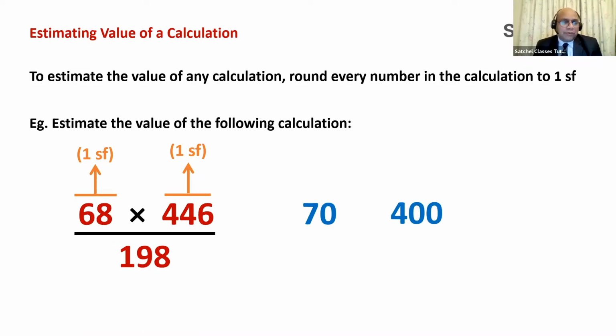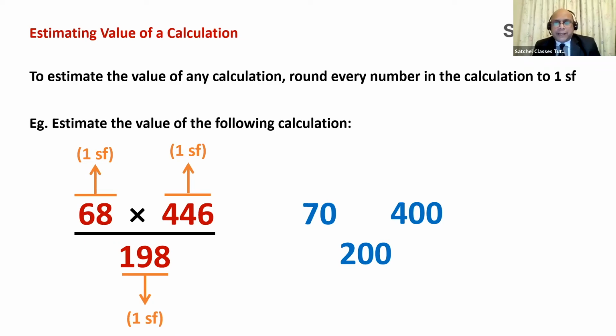Finally, let's round 198 to one significant figure. 1 is the first significant figure, and the digit following 1 is 9. So 1 will be rounded to 2. It has to be increased by 1, remember? So it will be 2. And we replace 9 and 8 by zeros. So it will be 200.